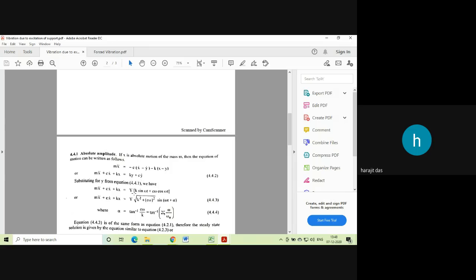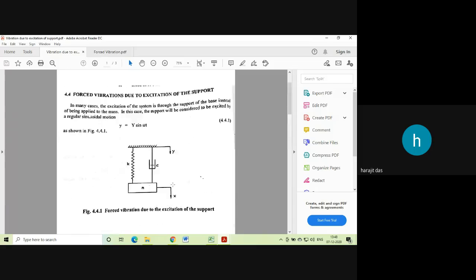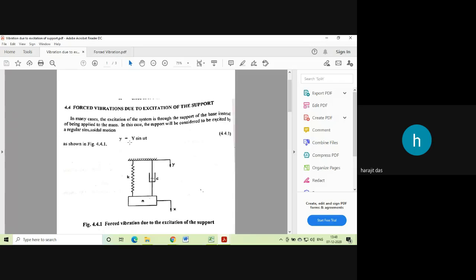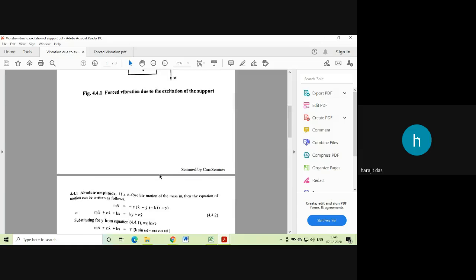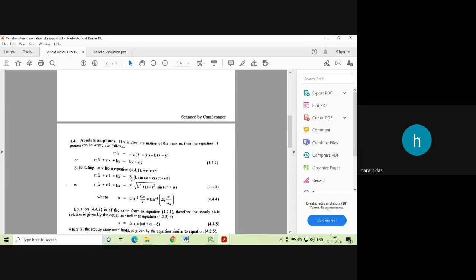What is y? y equals Y sine omega t, and then y dot will be Y cos omega t, but one omega will come outside. So if you differentiate this term you get Y omega cos omega t. From there, taking Y common, you get k sine omega t plus c omega cos omega t. I think up to this much it is clear to you.